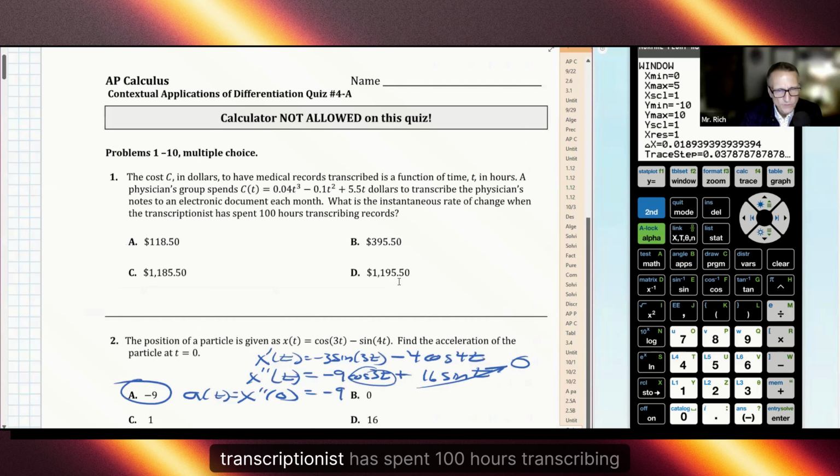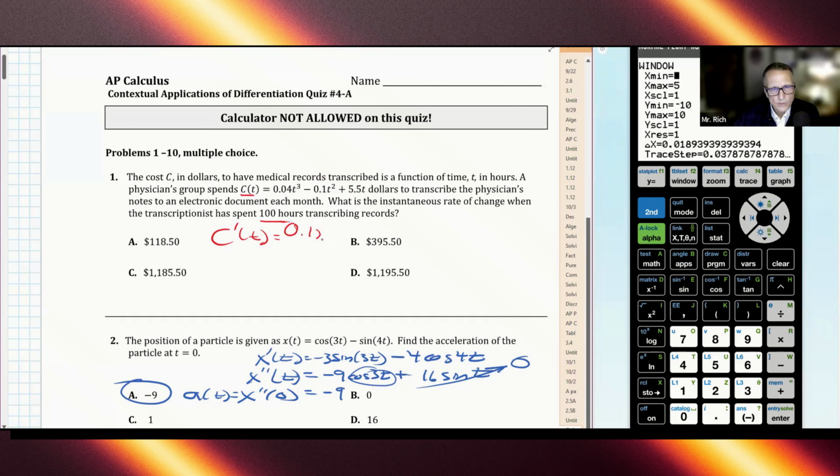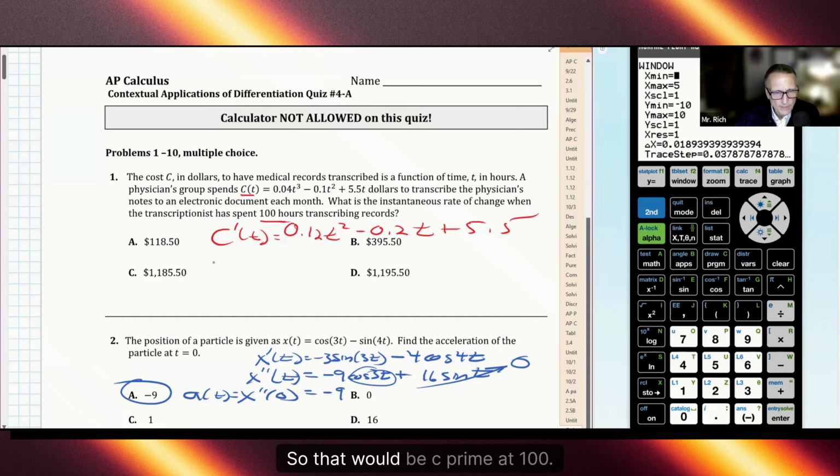All right, so this is in dollars, and it looks like we need to take the first derivative and evaluate it at 100 hours. So the first derivative with respect to time would be 0.12 t squared minus 0.2 t plus 5.5, at 100 hours. So that would be C prime at 100.